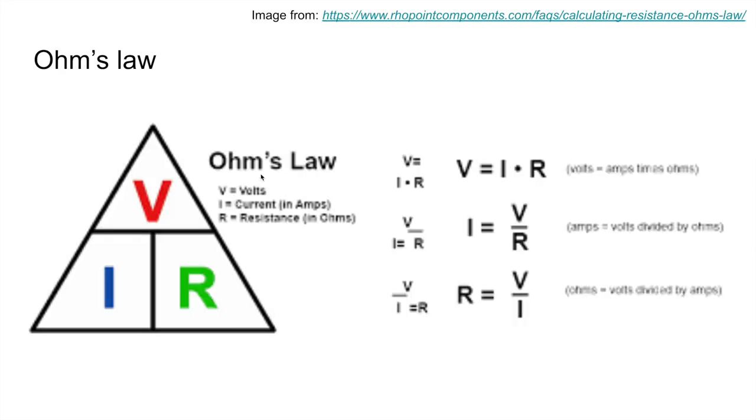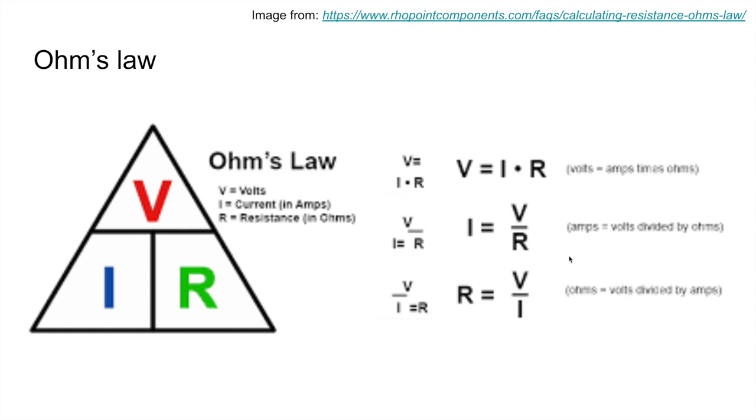Next, let's talk about Ohm's law. It is really just the formula for the relation between voltage, current, and resistance. Voltage uses the letter V and is usually measured in volts, V, current uses the letter I and usually measured in amps, A, and resistance uses the letter R and is usually measured in ohms, Ω.